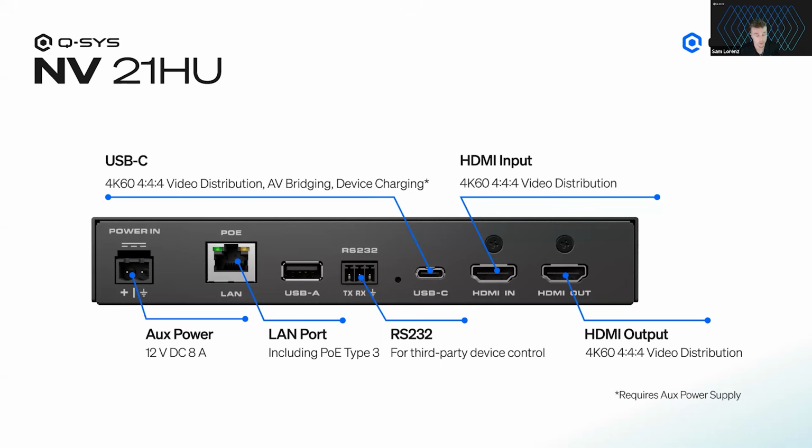You get your AV bridging with your cameras and mics within the space. And if you locally power this NV21 with our power supply, you then get up to 60 watts of charging, all on that single cable. This is a very big advantage in spaces where you want a single cable, a single spot to plug in and run your meeting, while also being able to charge your device during that meeting. This also has RS-232 for any third-party device control, whether it's a display or lighting within the space.